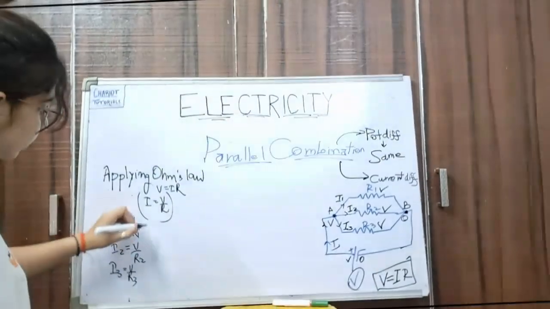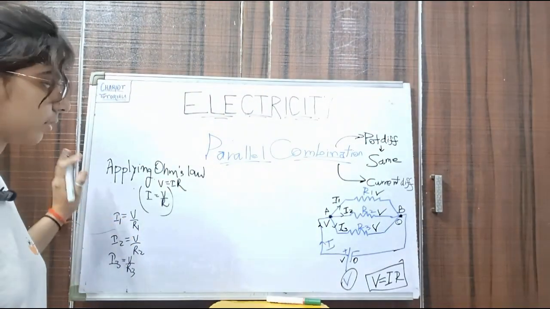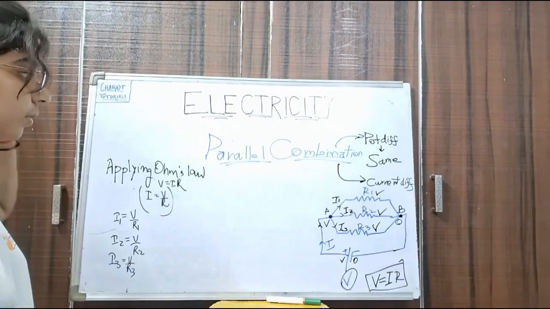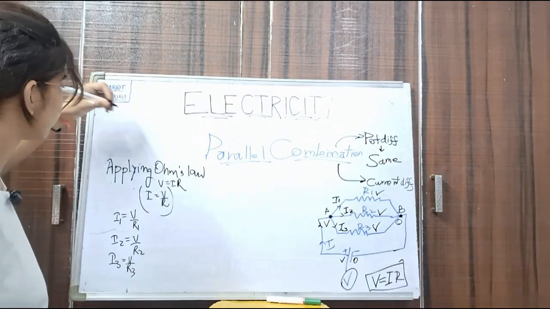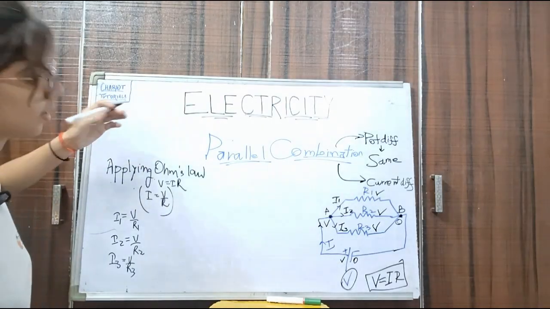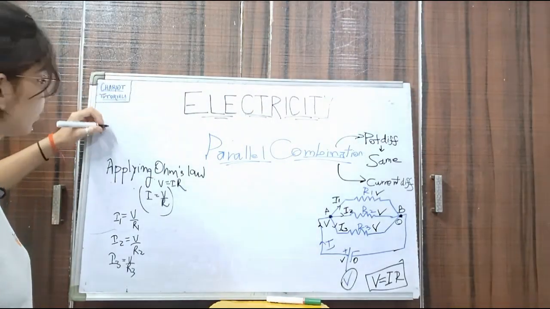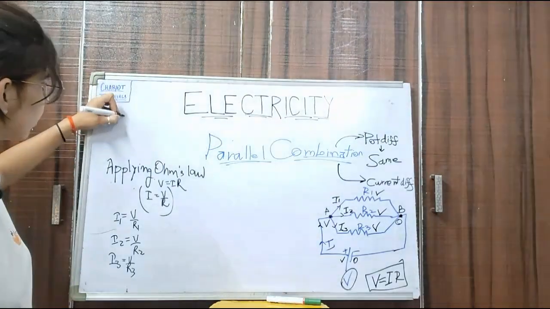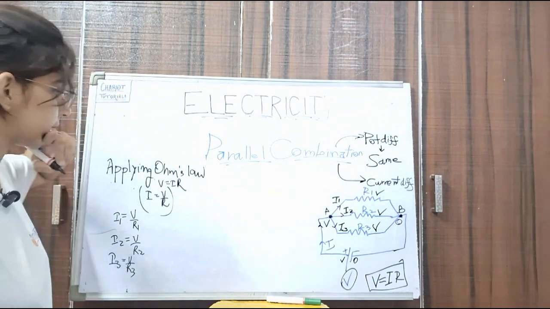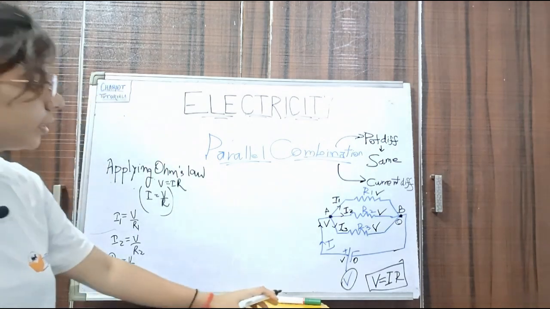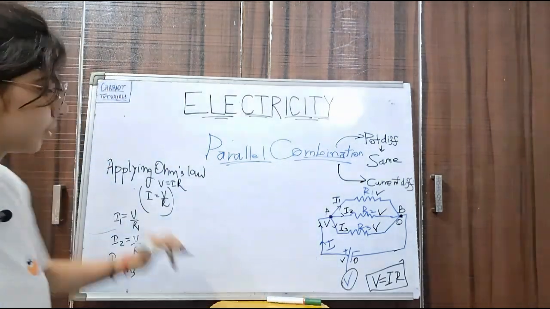Now, this is across each resistor. Now what will happen? Let's suppose the equivalent resistance be R equivalent again. So applying Ohm's law there, and let the total current that was flowing be I, right?